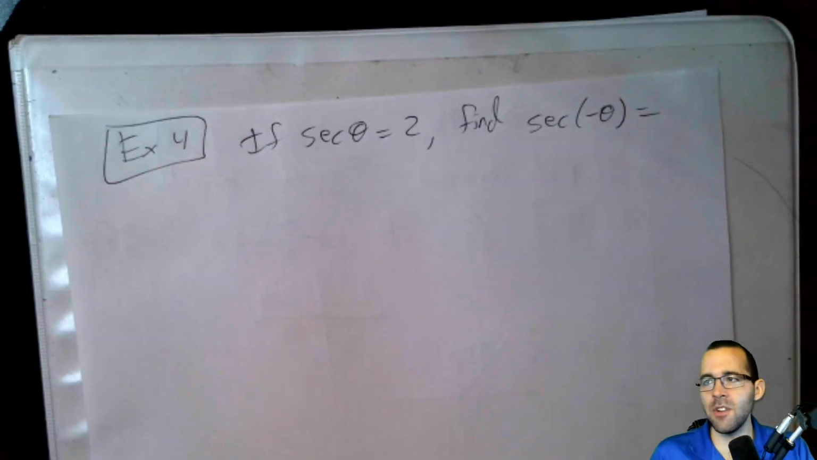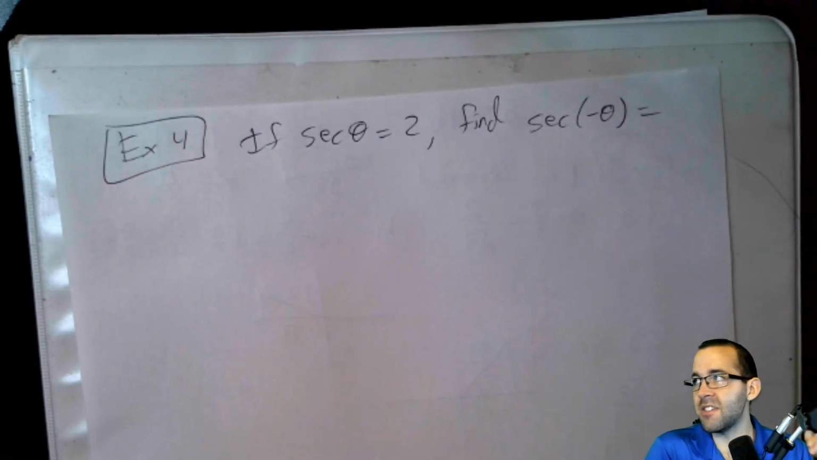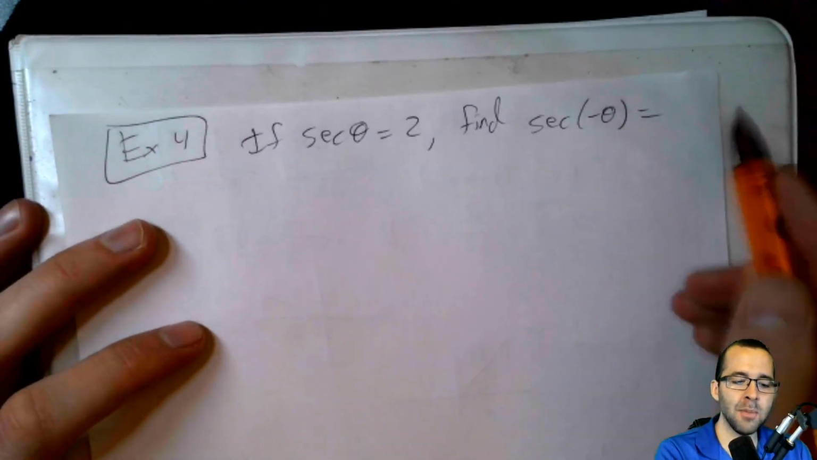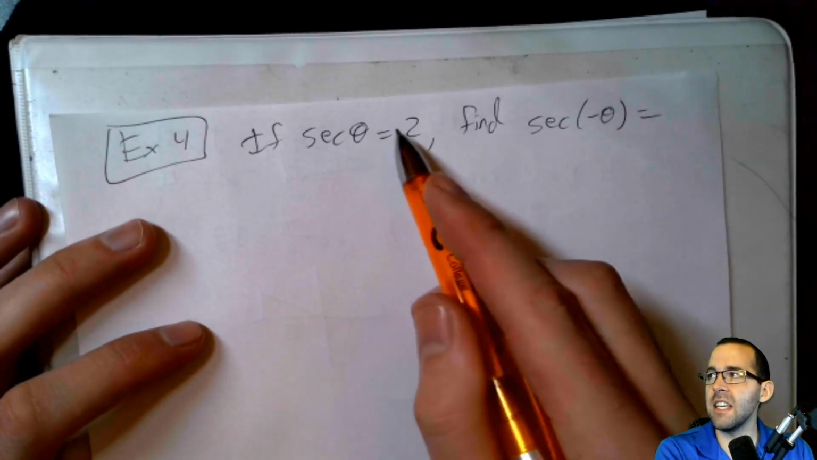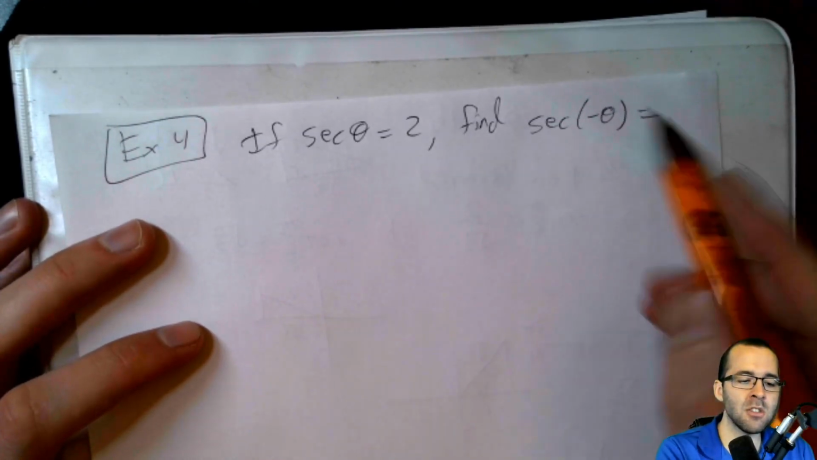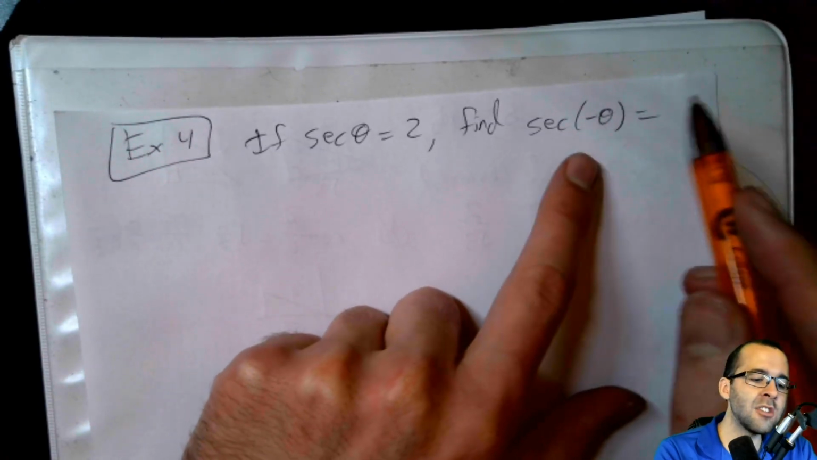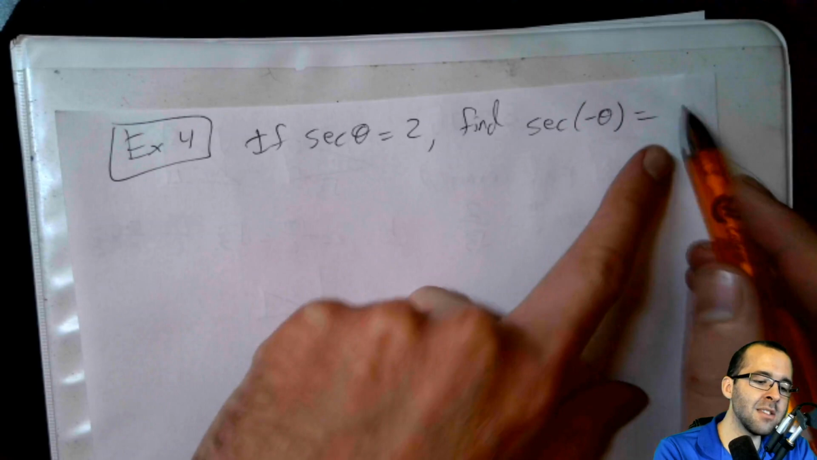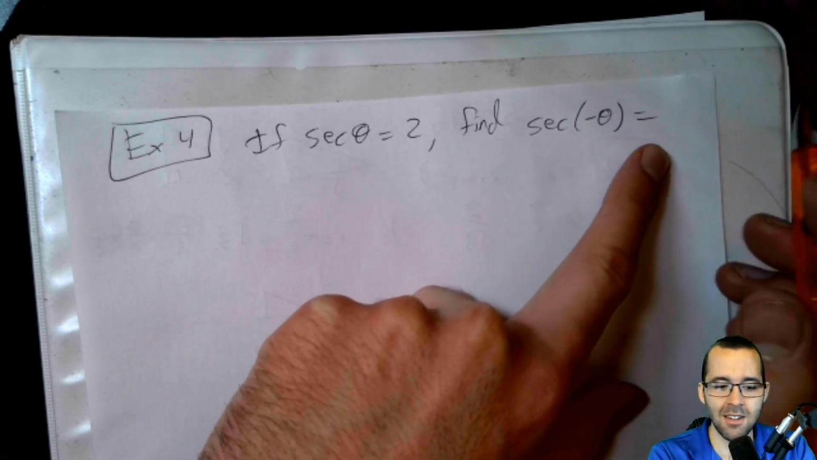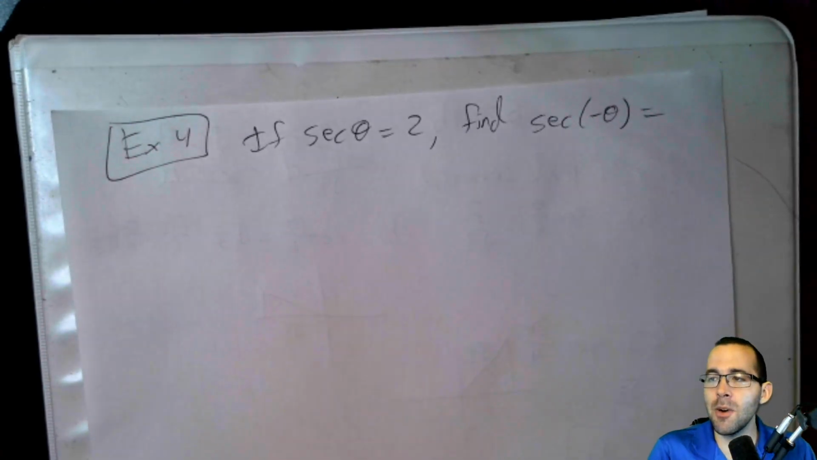So we know it's one of two things. If secant's odd, then it's going to be the opposite, negative 2. If secant's even, that means it's going to be the same, which is 2. Because remember, if it's even, a negative on the inside doesn't matter. If it's odd, a negative on the inside means there's going to be a negative on the outside. Secant is a reciprocal function of cosine.